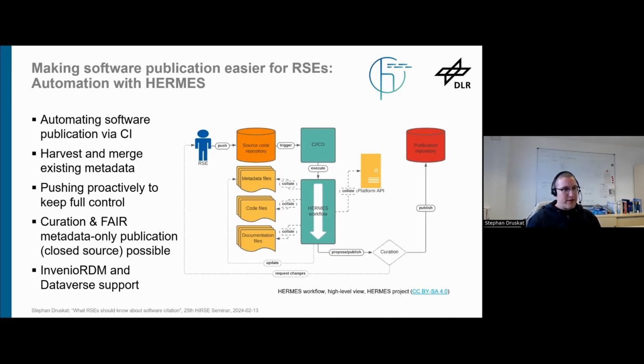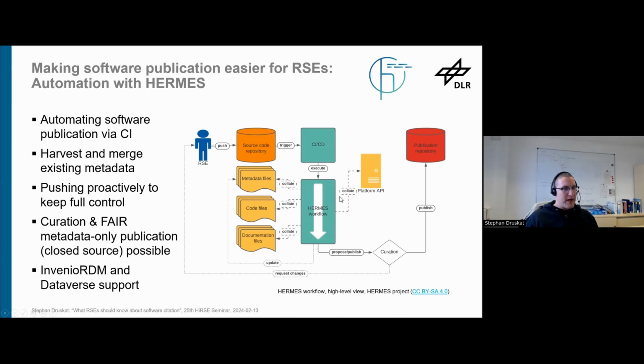If not, it's fairly easy to set up on the main repository platforms: GitHub, GitLab, Bitbucket, etc. And the way the CI workflows work is whenever you push a new version to your source code repository, this will then trigger a continuous integration job that will execute a Python package that we develop and publish.